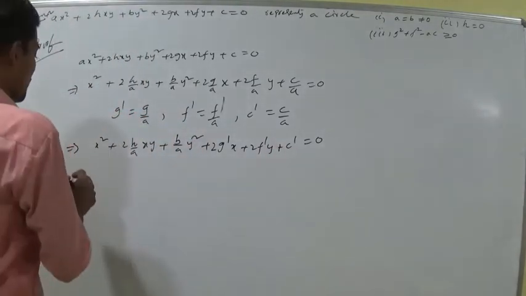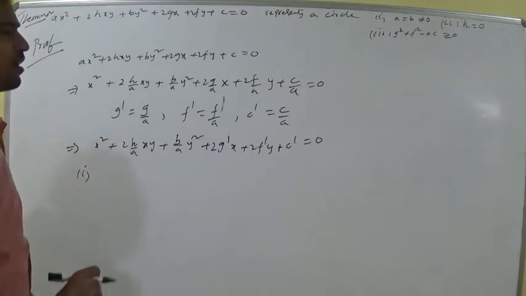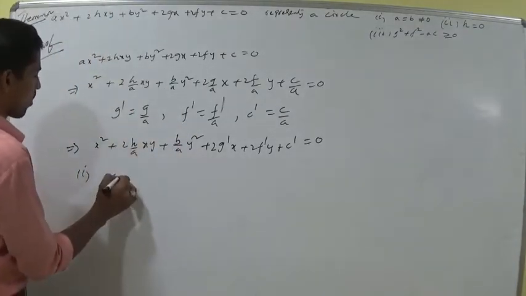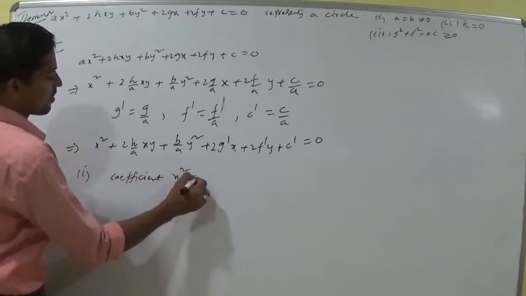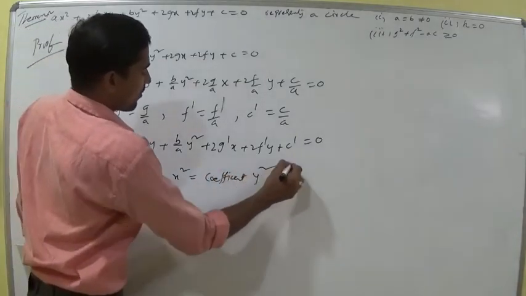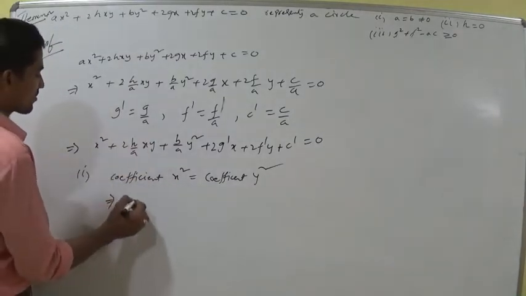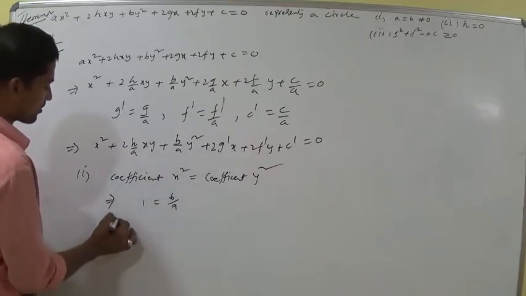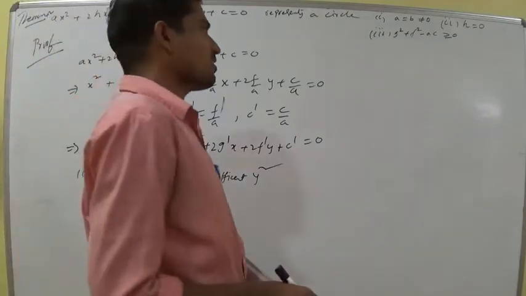a = b ≠ 0, that means the coefficient of x² is equal to the coefficient of y². The x² coefficient is 1, the y² coefficient is b/a, that implies a = b. First condition proved.